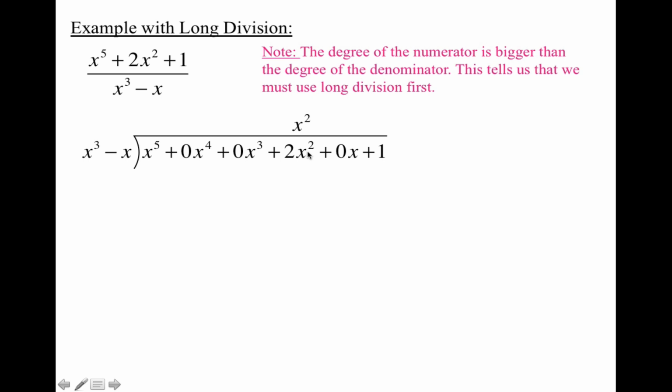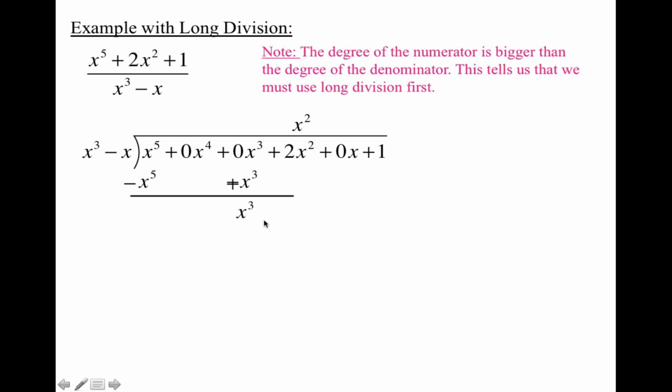Now, just like normal long division, you are going to multiply this term by what you're dividing by. So x squared times x cubed gives me x to the 5th. X squared times negative x gives me negative x cubed. Then you subtract. So that makes this a minus, and this becomes a plus. So now the x to the 5th cancel. I can bring down what I have, which just gives me x cubed.